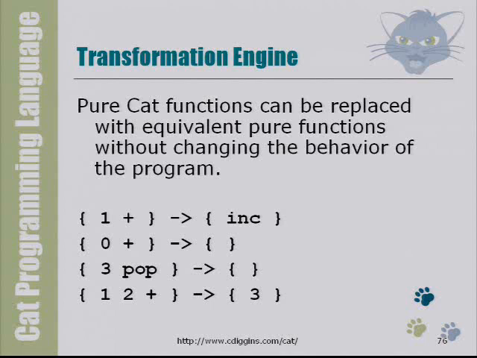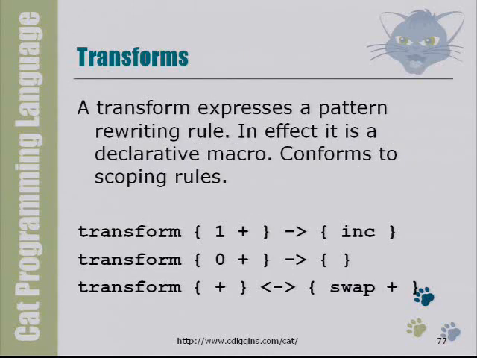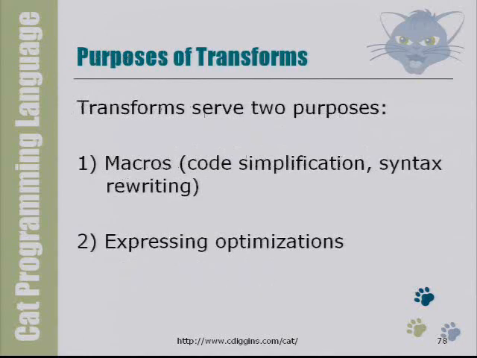There's a transformation engine in Cat. A lot of patterns can be rewritten more simply. 0 plus can just be dropped out. 3 pop is a no-op. Lots of no-ops like that. In Cat, there's something called a transform. This is actual Cat syntax. You can express a transform which changes from one function to another. Transform works like a pattern matching macro system. Now, these are some really naive ones. There are some really more interesting ones coming up.